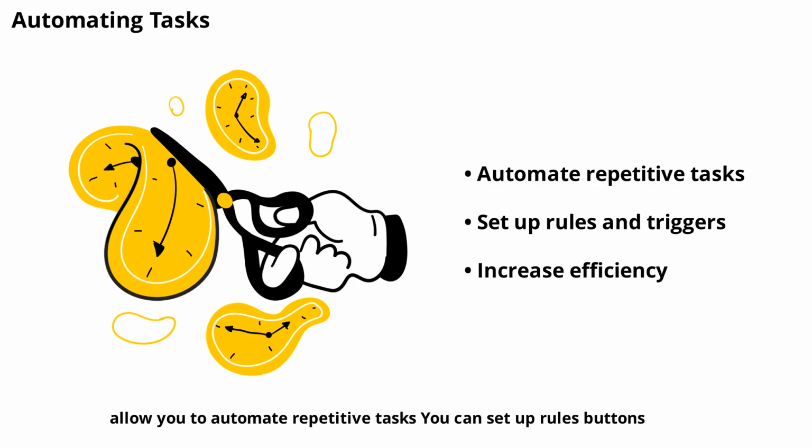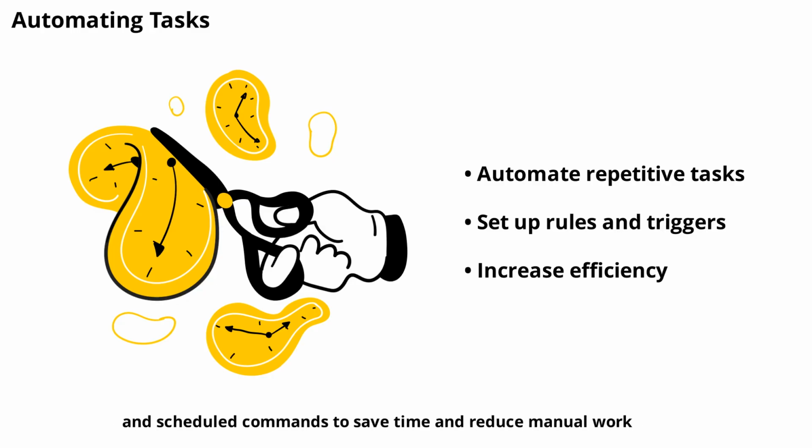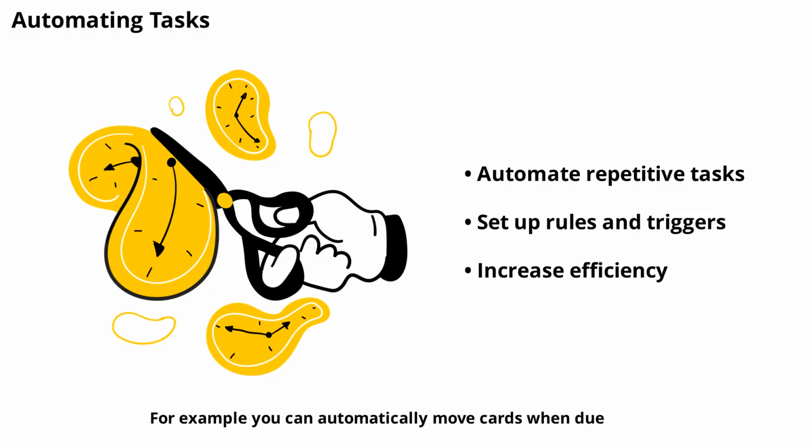Trello's automation features, known as Butler, allow you to automate repetitive tasks. You can set up rules, buttons, and scheduled commands to save time and reduce manual work. For example, you can automatically move cards when due dates arrive or assign tasks based on triggers. Automation helps you work smarter, not harder.